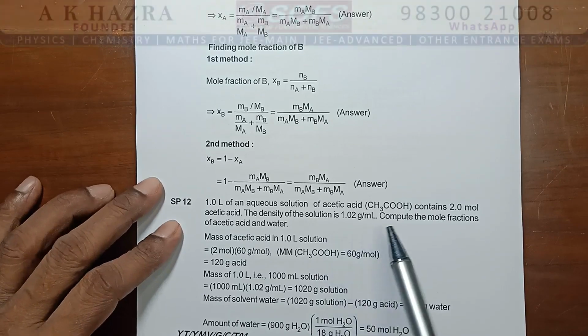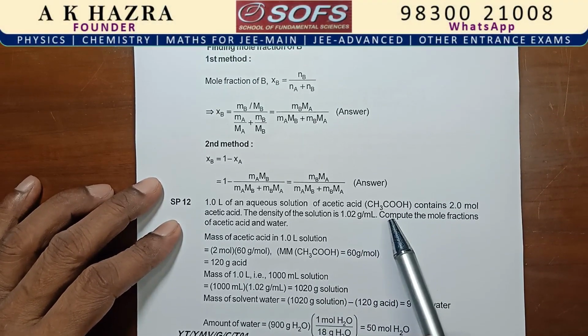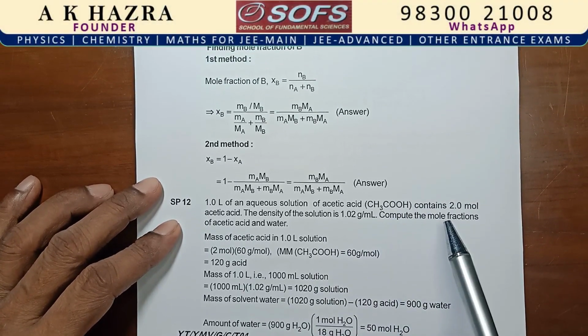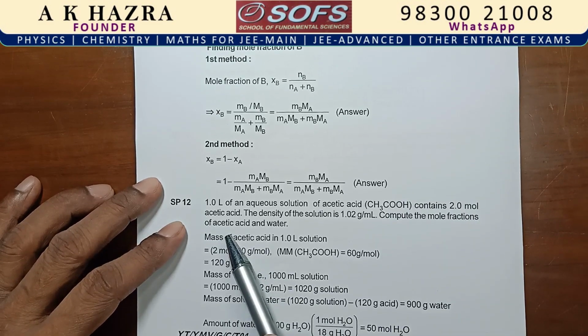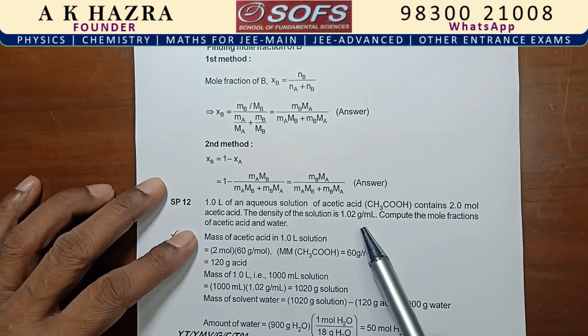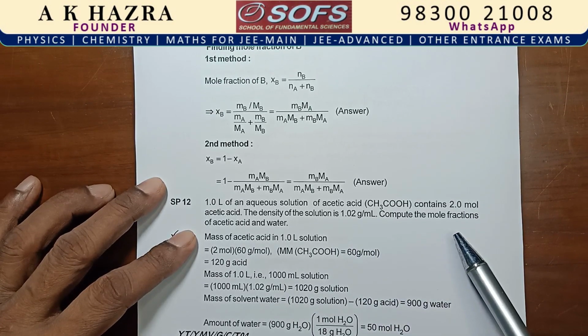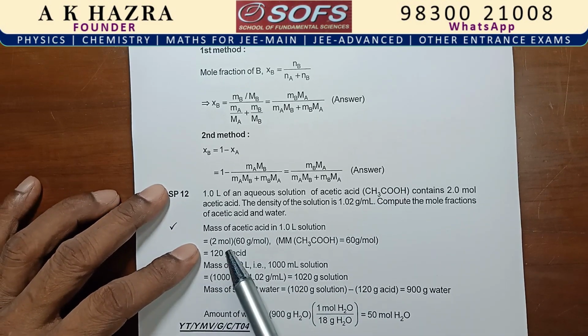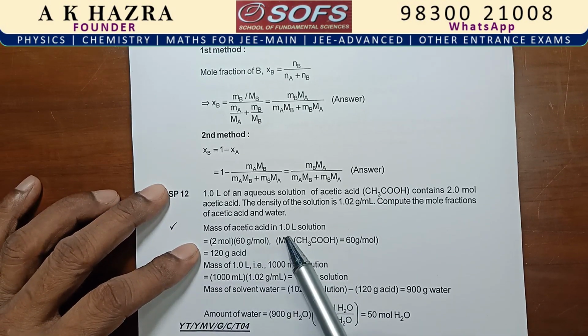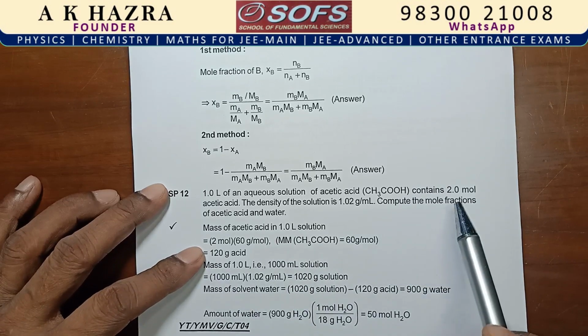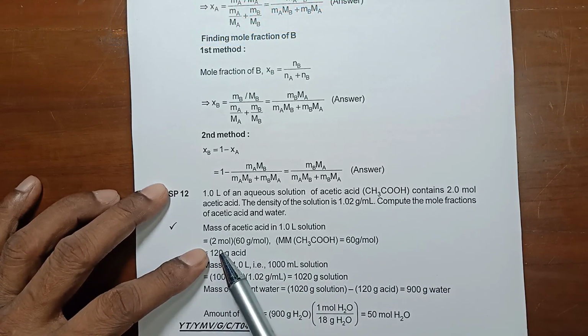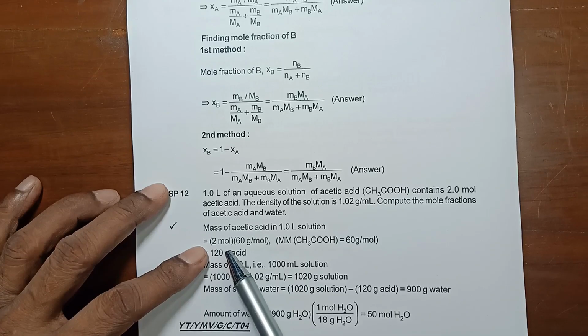1 liter aqueous solution of acetic acid, formula CH3COOH, contains 2 mole of acetic acid. The density of the solution is given as 1.02 gram per milliliter. We have to compute the mole fractions of acetic acid and water. Solution. Mass of acetic acid in 1 liter solution: already given 2 mole. So convert 2 mole into gram.